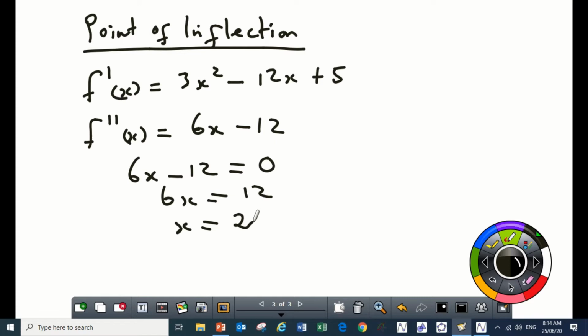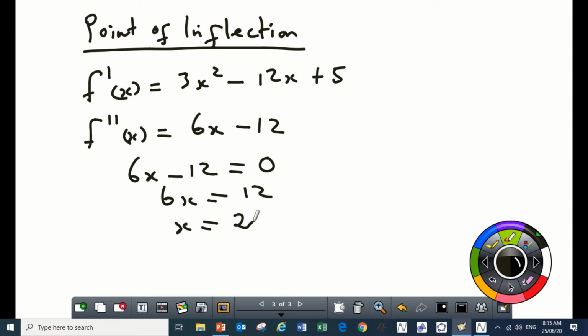Okay? So we need to find the y value at the point of inflection. Now you must substitute this x value into the original cubic equation. Please don't make the mistake of substituting into the first derivative or second derivative. You have to substitute into the original cubic equation, okay, to get the y value there. So if you substitute into it, what do you get?